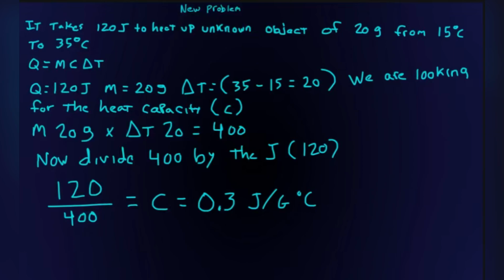And we're going to look for the heat capacity. So it's mass, 20 kilograms, times 20, the temperature change, and it equals 400. To find the heat capacity, you divide 120 by 400, which gives us C equals 0.3 joules per kilogram Celsius. And that's the heat capacity of that material.